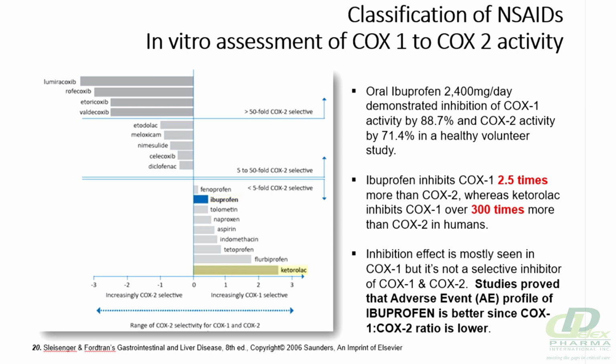Thirdly, ketorolac inhibits COX-1 over 300 times more than COX-2 in humans. Fourth, although these NSAIDs are called non-selective, their inhibitory effect is mostly seen in COX-1 with a lesser degree of COX-2 inhibition. Studies prove that the adverse event profile of ibuprofen is better since its COX-1 to COX-2 ratio is lower.